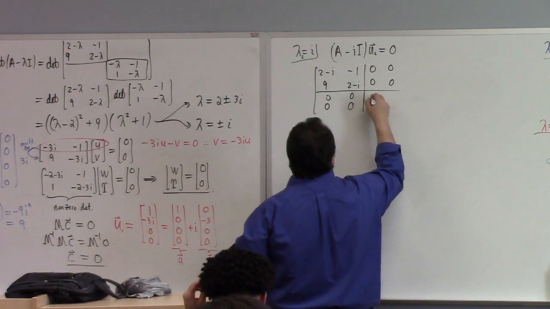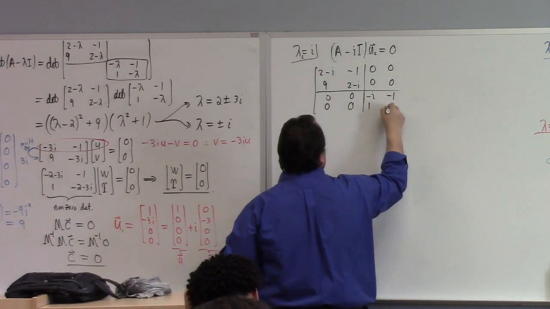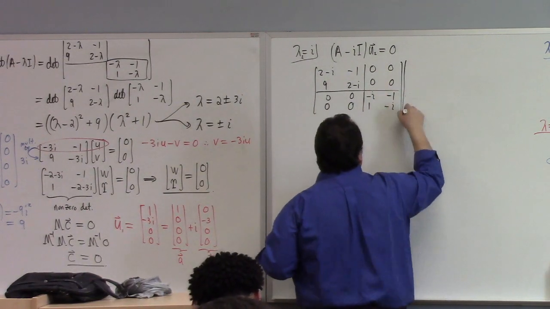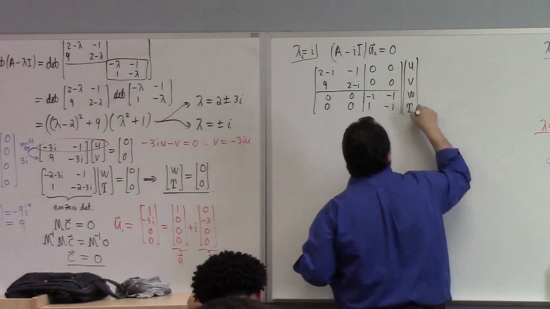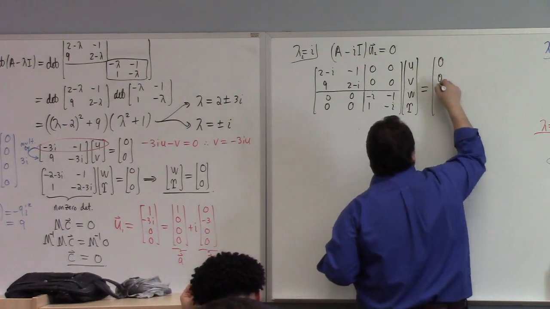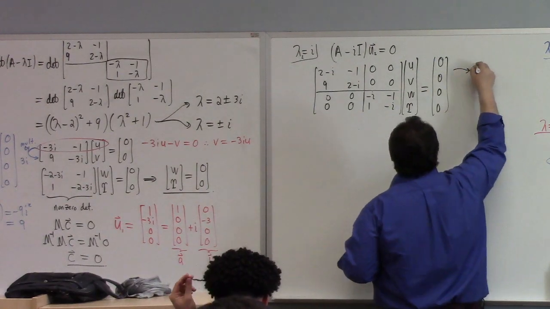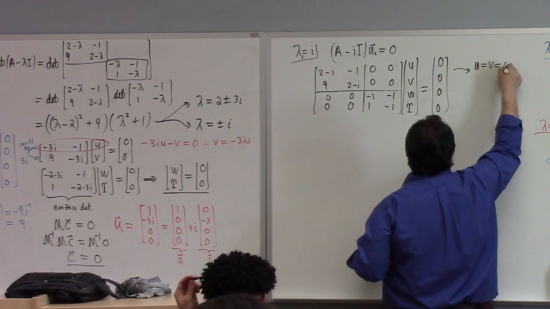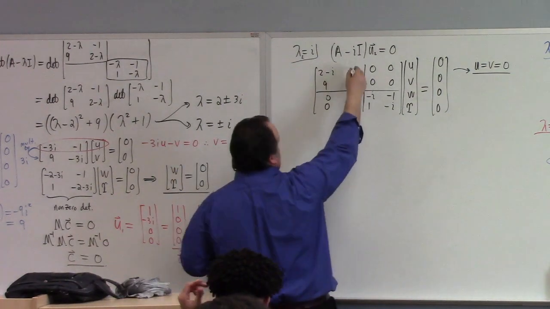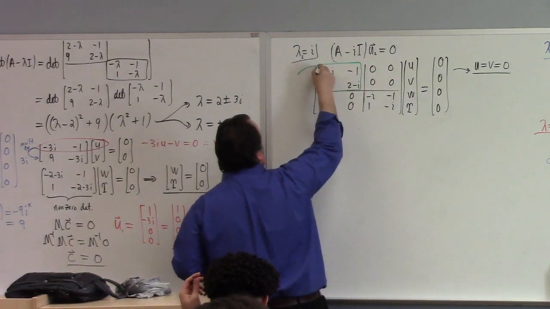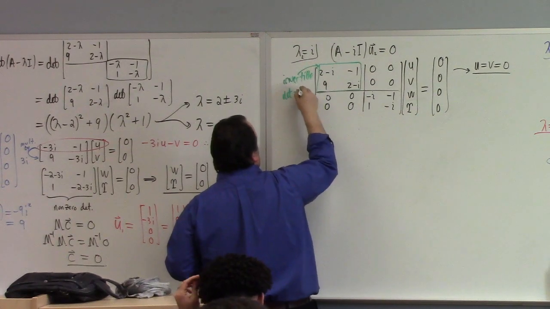And this one's more exciting. Minus i, minus 1, 1, minus i. And u, v, w, upsilon equals zeros. Same thing we found last time. We're going to find that u and v are both equal to 0, right? Because this matrix right here is invertible, right? Its determinant is not equal to 0.